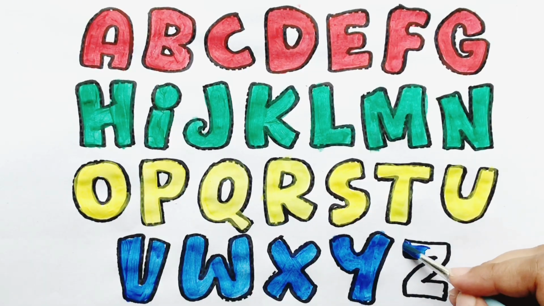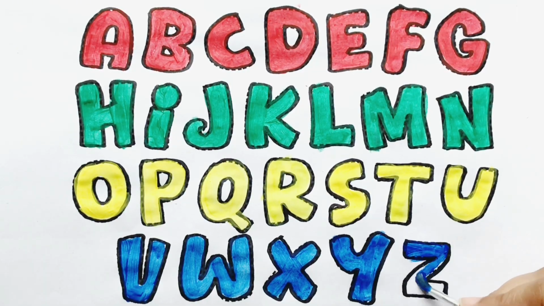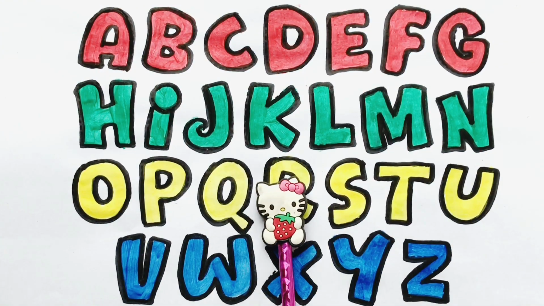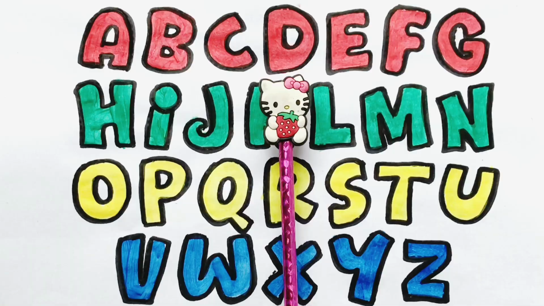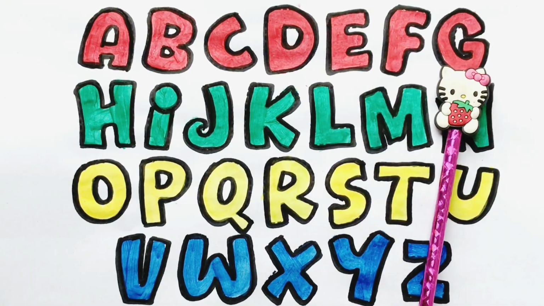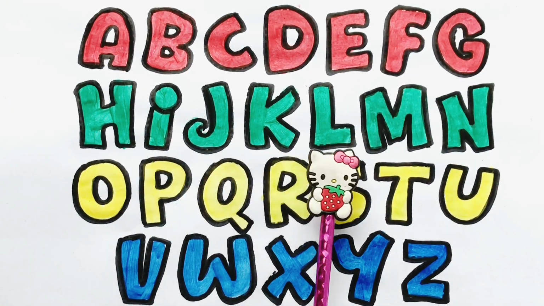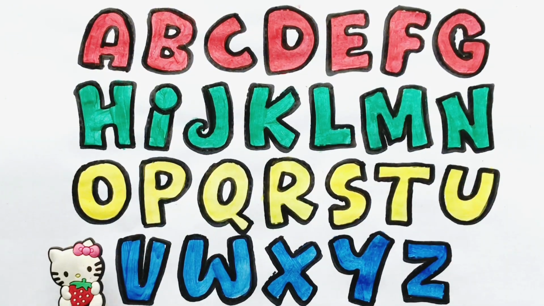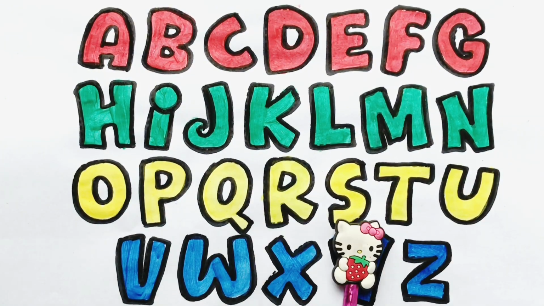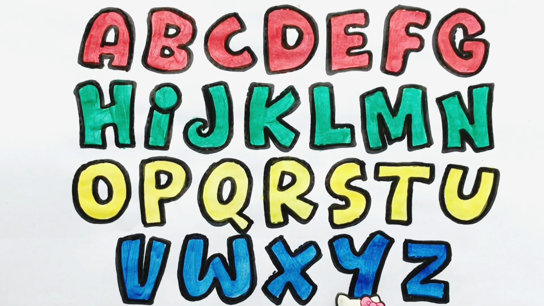And Z for zebra. A, B, C, D, E, F, G, H, I, J, K, L, M, N, O, P, Q, R, S, T, V, W, X, Y, and Z. Now I know my ABCs. Let's repeat again with me. A, B, C, D, E, F, G, H, I, J, K, L, M, N, O, P, Q, R, S, T, U, V, W, X, Y, and Z.